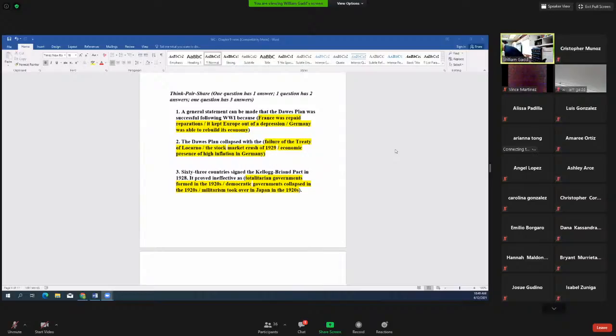So I'm going to unshare this. Does everybody have this at home? I assume you do. So for the first one here, we should have said that France was repaid reparations and Germany was able to rebuild its economy. For the second one, the stock market crash of 29, and all of them for the third one.